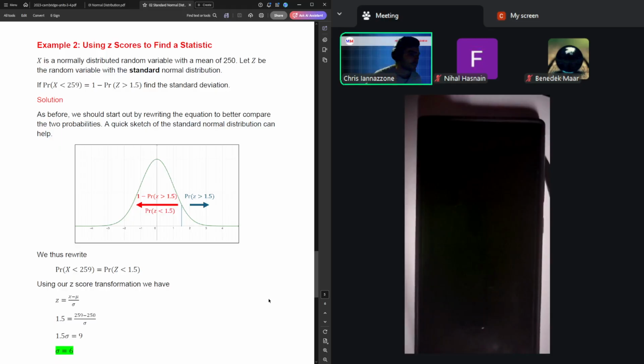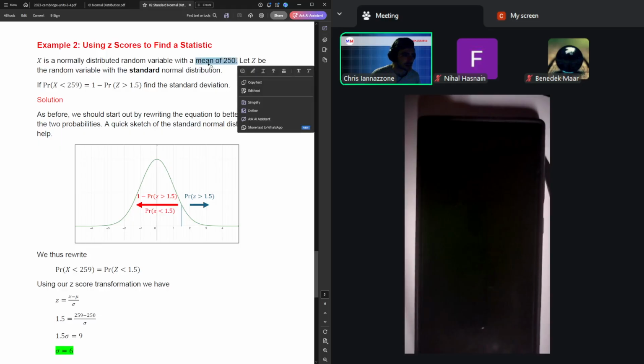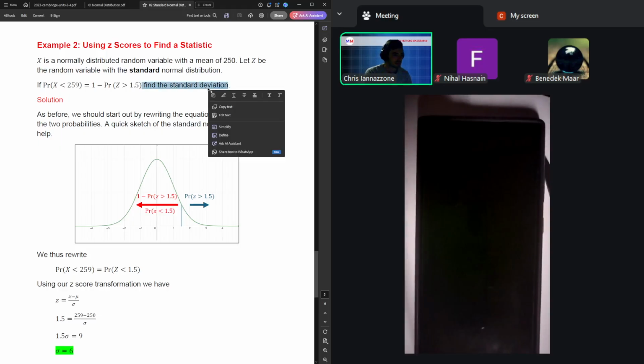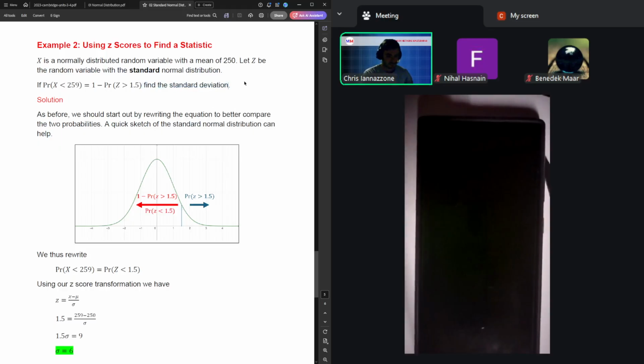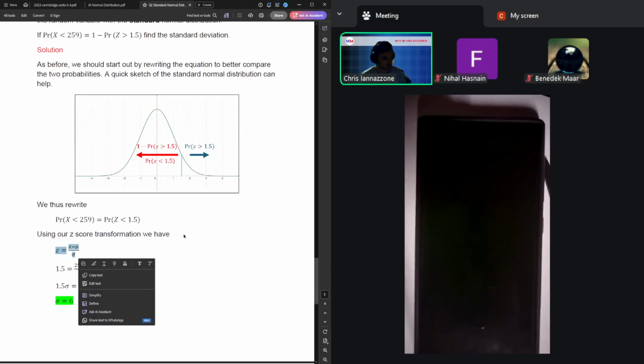Here's another one. In this case, we are given both x and z related information, right? We're given the probability of an x thing, we're given probability of a z thing, we're given the mean. The thing we're not given is the standard deviation. Find the standard deviation. As I mentioned before, this equation is multi-purpose. So long as you have 3 of the 4 variables, you can find the 4th remaining one.